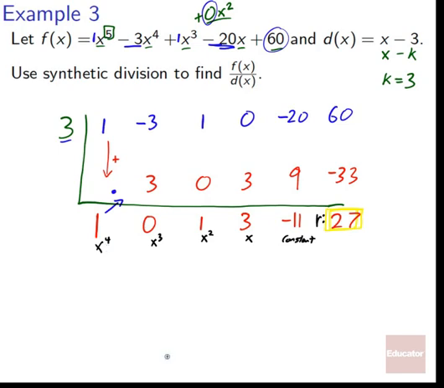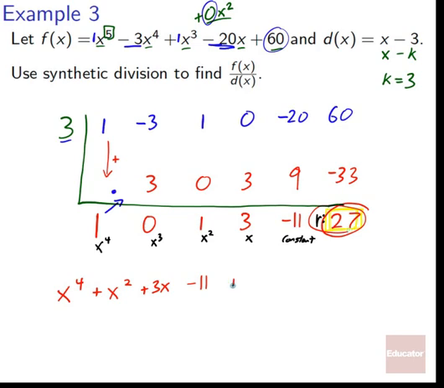And it makes sense that it's going to be 1 degree lower than the thing that eventually comes out of it, the quotient. So we write this out now. We've got x to the fourth plus 0x cubed, so we'll just omit that, plus 1x squared plus 3x minus 11. But we can't forget that remainder of 27.